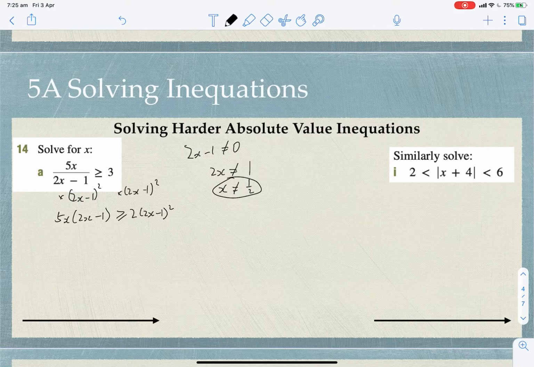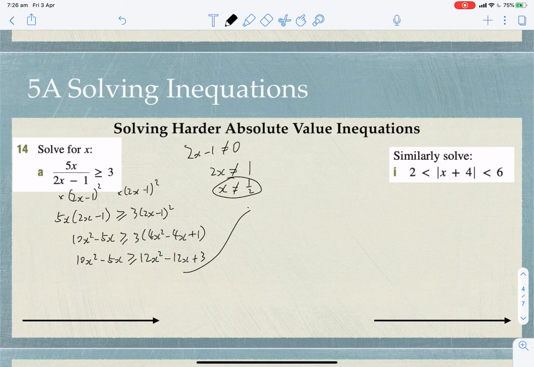Let's expand that. So you got 10x squared minus 5x, and 4x squared minus 4x plus 1. Oh, this is a 3. Apologize, almost got it wrong. So you got 10x squared minus 5x, and 12x squared minus 12x plus 3.